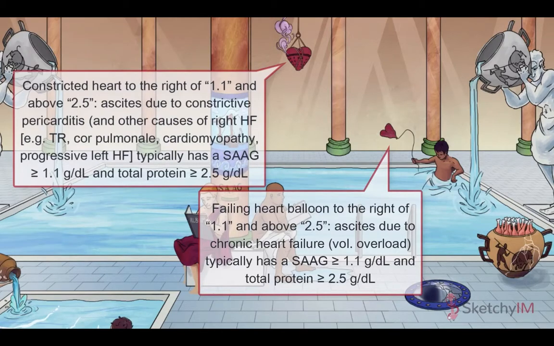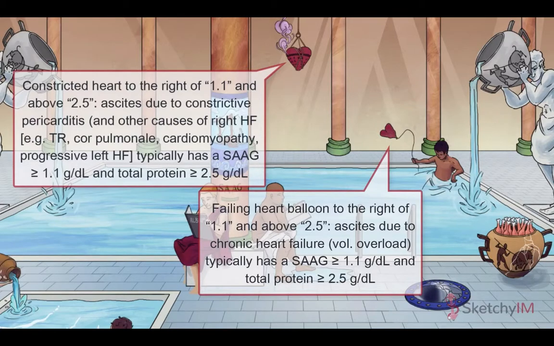Ascites occurs in chronic heart failure due to activation of the renin-angiotensin-aldosterone system, leading to volume expansion and increased central venous pressure. Ascites occurs in constrictive pericarditis and other causes of right heart failure, including tricuspid regurgitation, cor pulmonale, cardiomyopathy, and progressive left heart failure, due to diastolic dysfunction of the right heart causing an obstruction to venous return and increased central venous pressure.